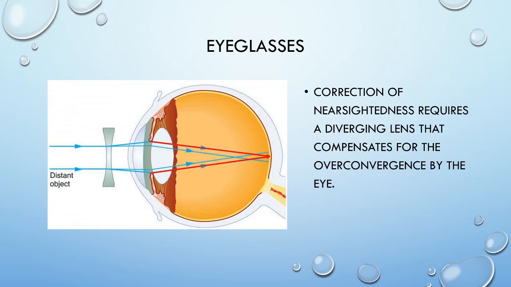Correction of nearsightedness requires a diverging lens that compensates for the over-convergence by the eye. On the figure, it is shown that the rays of light are first diverged by the concave lens. The red lines show that after the rays have been diverged, the eye is finally able to converge the refracted rays right on the retina. This will form a clear image.